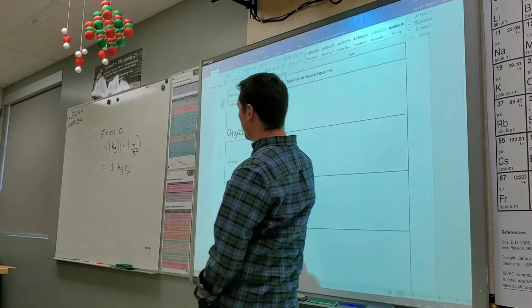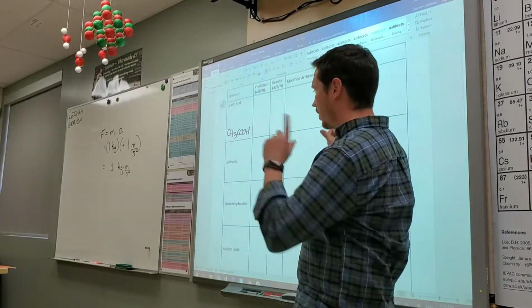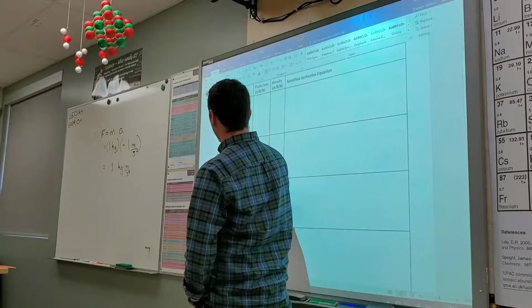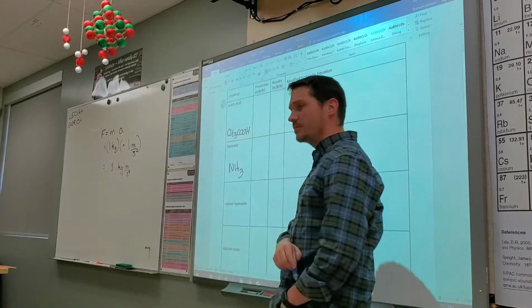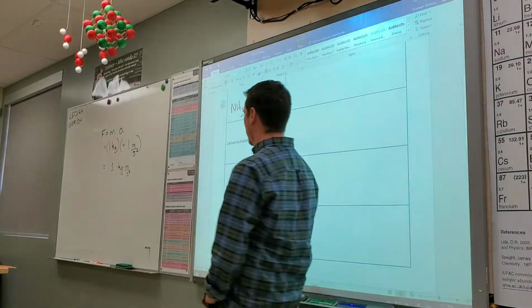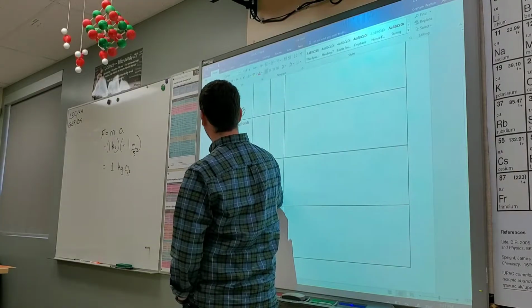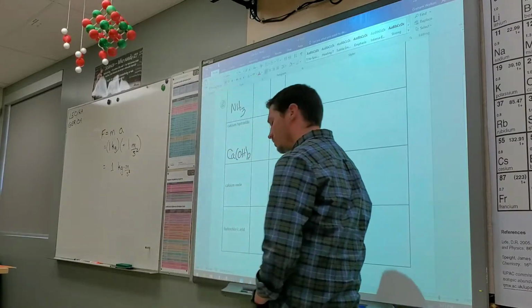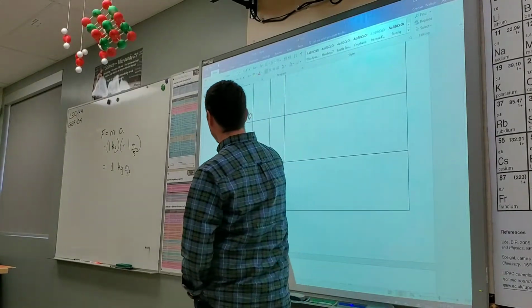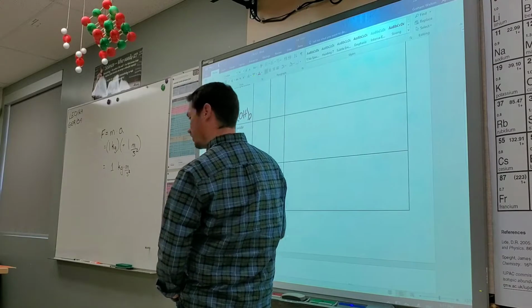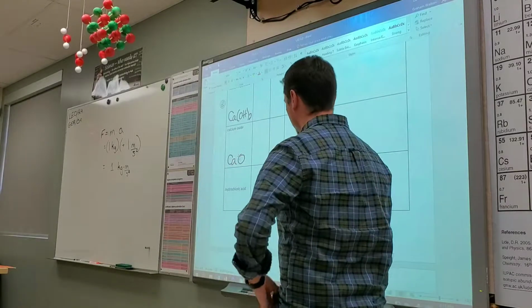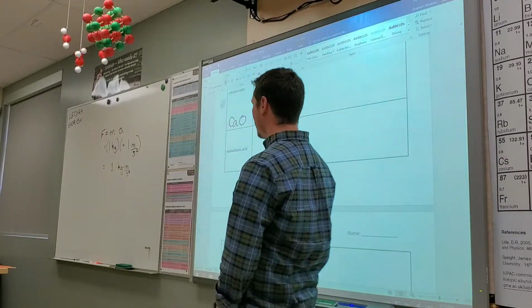Okay, acetic acid, CH3COOH. And my smart board's going to really mess things up because I'm drawing in a table, so it's going to be weird. Okay, ammonia is NH3. Calcium hydroxide is Ca(OH)2. Calcium oxide is CaO. And solid or aqueous, depending on, right? Hydrochloric acid, you need me to tell you what that is?